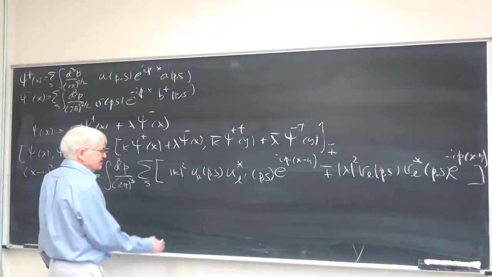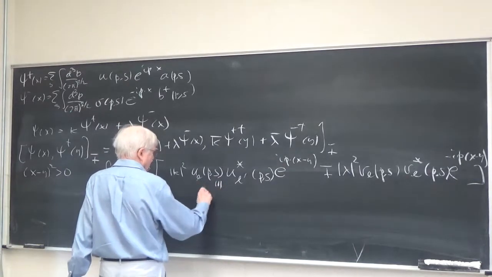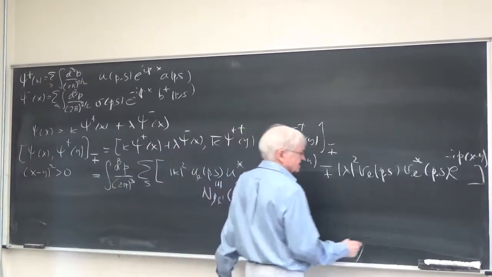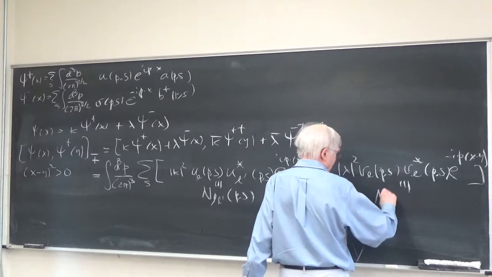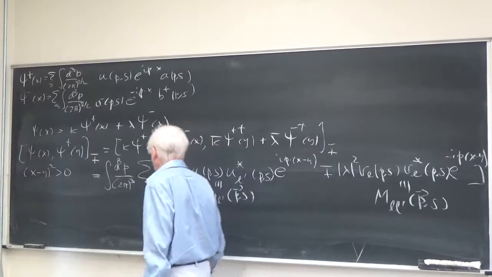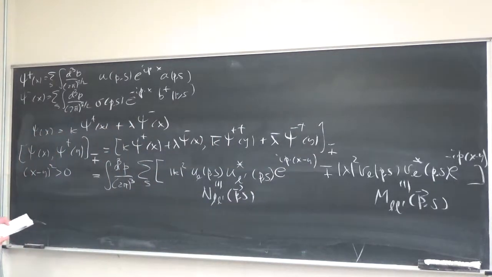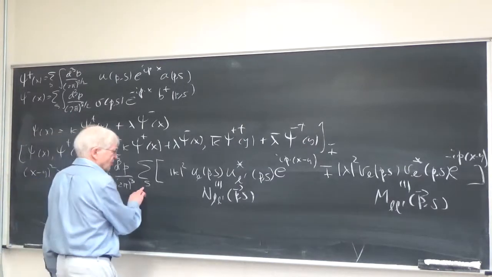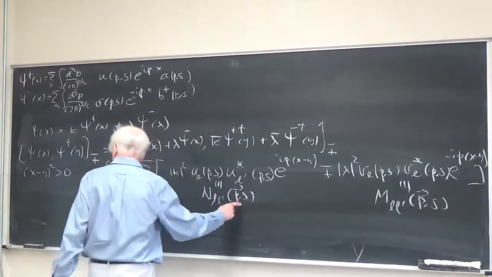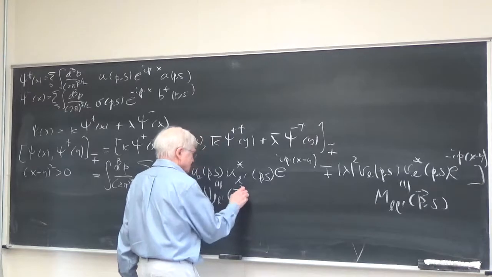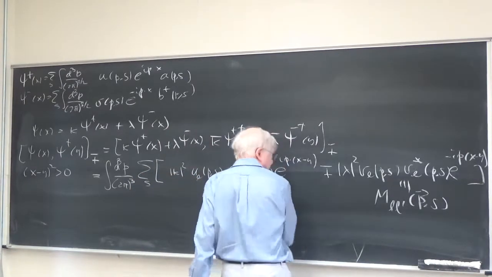And then we're going to rebaptize this. We're going to call this N_ll' and we're going to call this M_ll', in which we retain the sum over S. I made a mistake here, it's not N of p and s, we're summing over the spins.